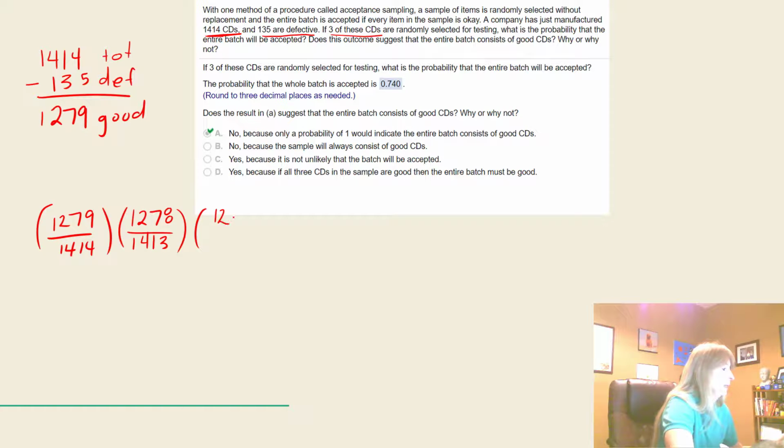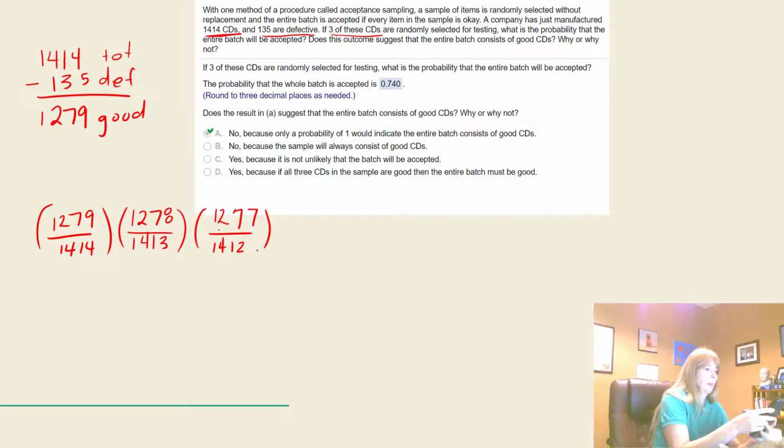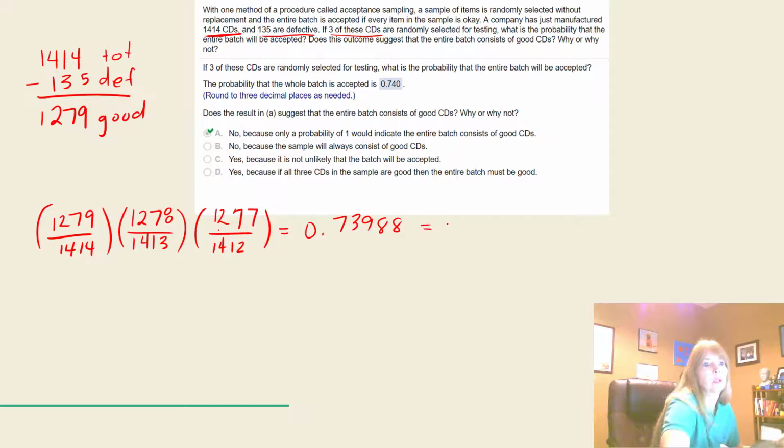And then finally 1277, out of 1412. And this I should get 0.73988. And then of course they want you to round it to 3 decimal places. Okay, so in other words, this is good, good, good.